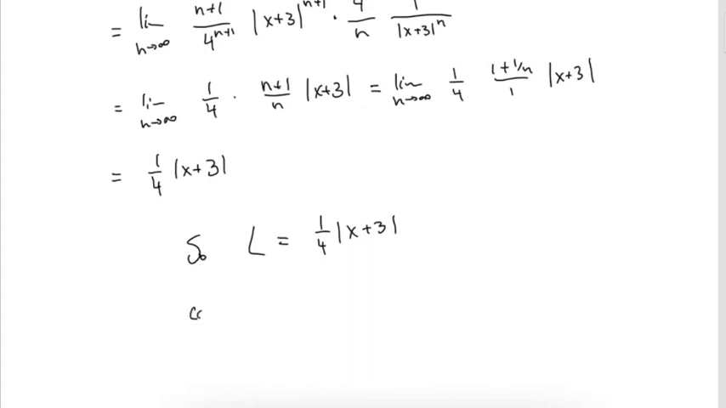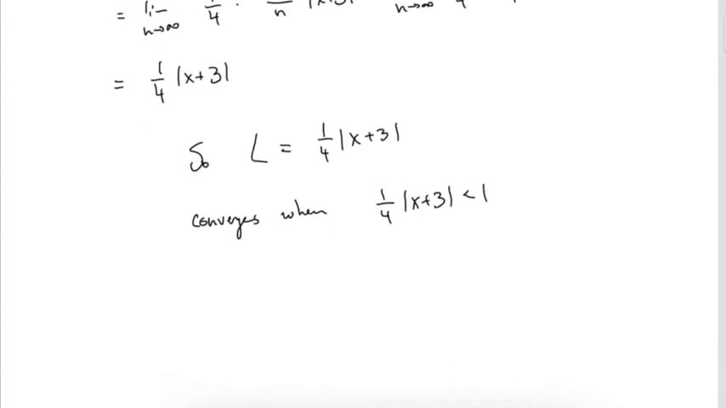So it converges when L is less than 1. That would mean 1/4 absolute value x plus 3 is less than 1. We can solve this for the absolute value of x plus 3 by multiplying 4 onto the other side. I.e., absolute value x plus 3 is less than 4. 1 times 4 is 4. And this, my friends, is the radius of convergence. That number 4 is the radius of convergence.